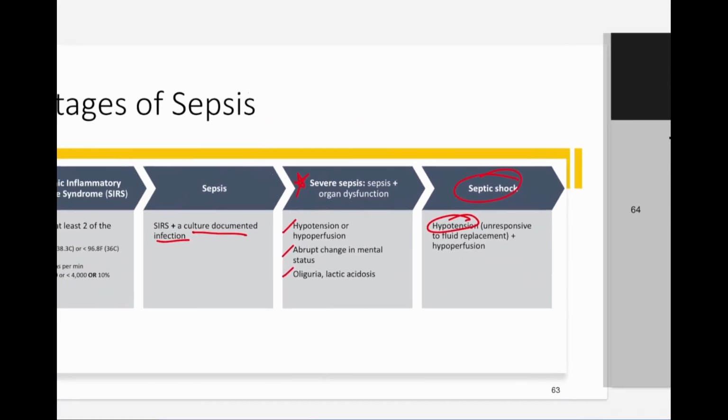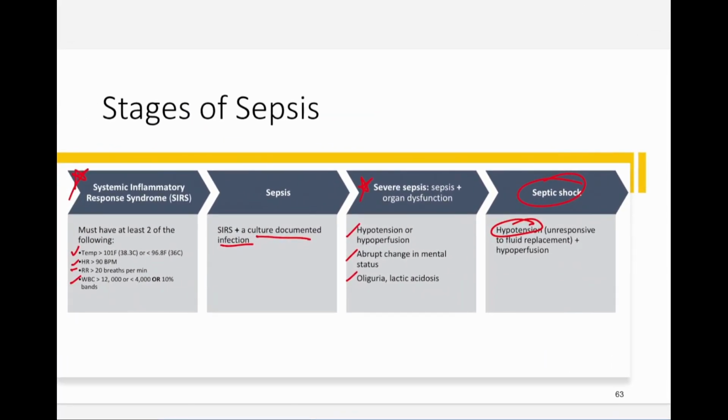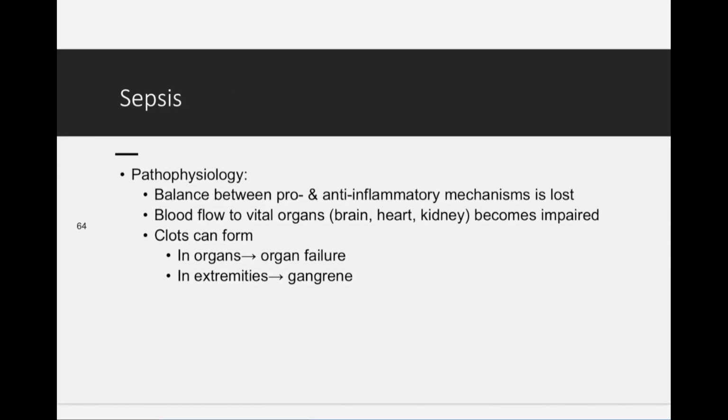So these are the 4 phases or stages of sepsis. Make sure you know each phase and what delineates each phase, what is the key factor. So with sepsis, the balance between pro and anti-inflammatory mechanisms is lost. Blood flow to our vital organs becomes impaired, and clots can start to form.